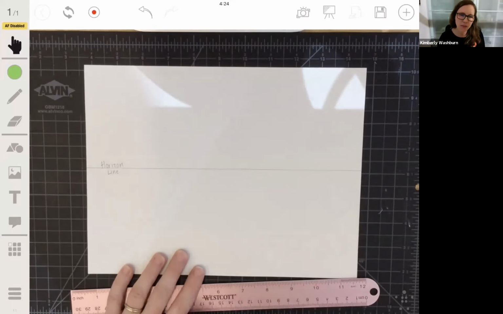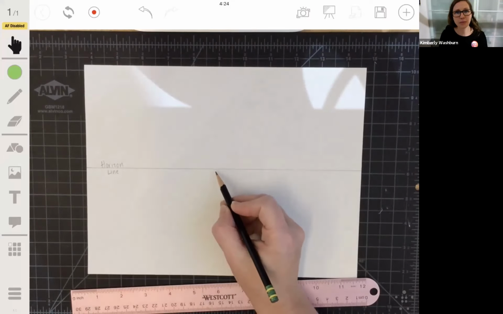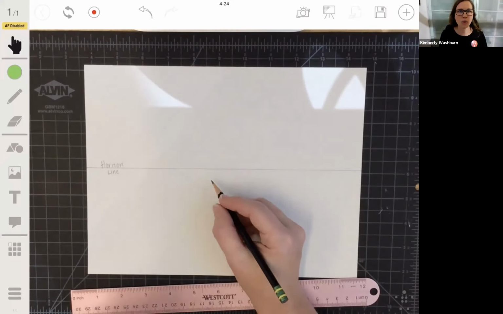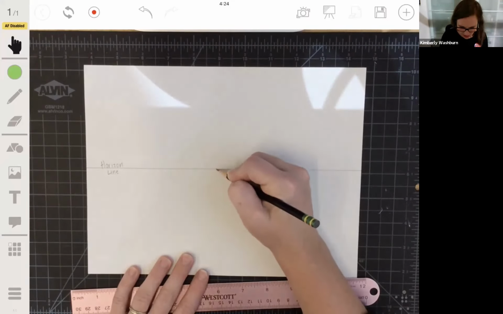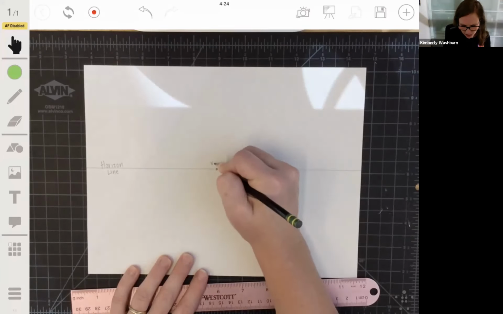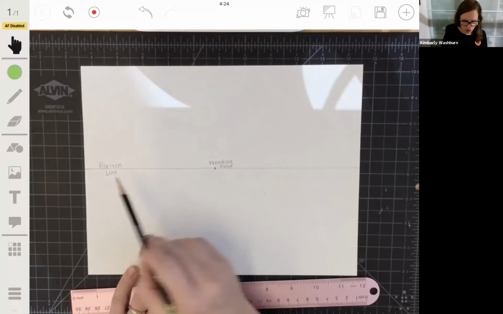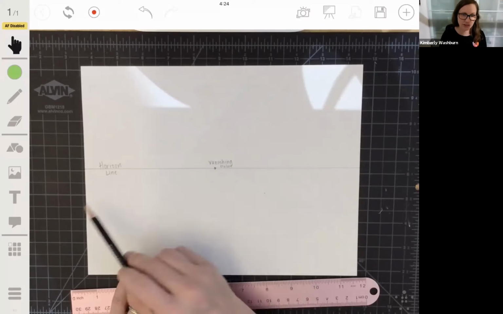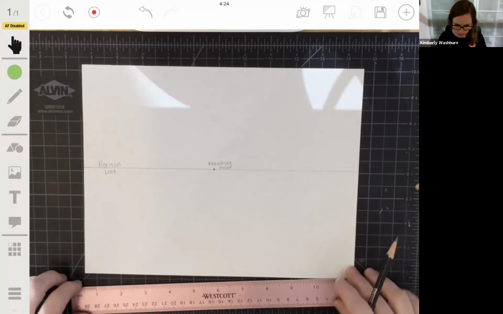And then you're going to want to put your vanishing point on your horizon line. That's really important. Your vanishing point is always, always, always on your horizon line. So I'm going to put that here, and I'm going to label that too, just because it helps me keep track. Vanishing point. Okay. So now I have drawn my horizon line and my vanishing point, and I've labeled them because those are the two most important things with perspective drawing, and I want to make sure that I remember them.